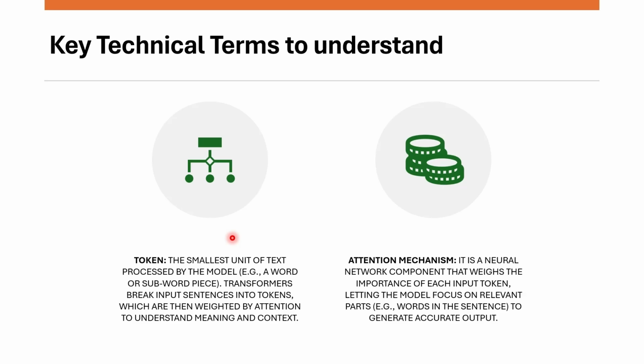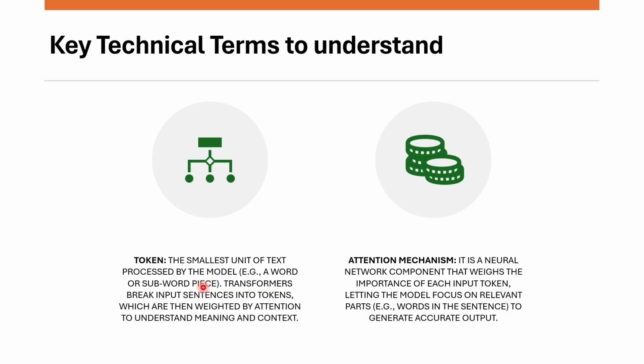Now, let us quickly understand some technical terms before we deep dive into the other concepts. The first one is the token. What is a token? The smallest unit of text processed by the model. In a sentence, for example, if I am saying my name is Lalsa, my is one token, name is one token. So each token is a word or a subword.